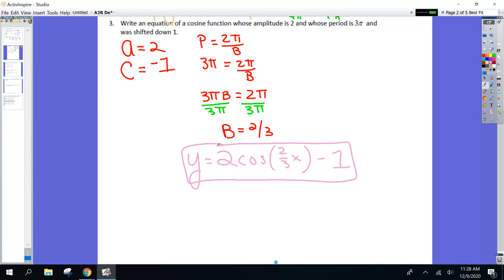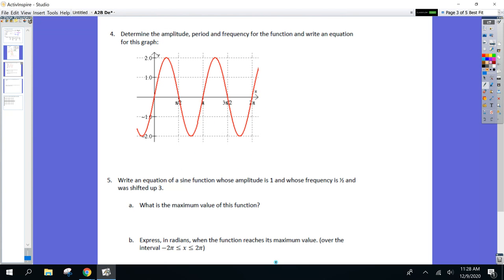Ask away. Anybody. It's not that bad, right? Maybe the B value is a little tricky, but we'll get more practice there. All right. Let's go to a graph again now. Can I write the equation of this graph?